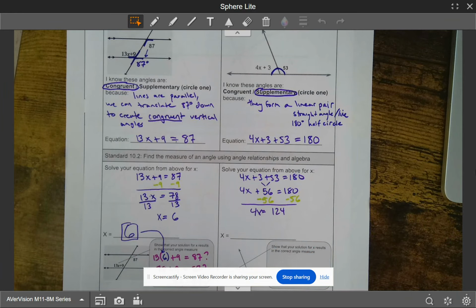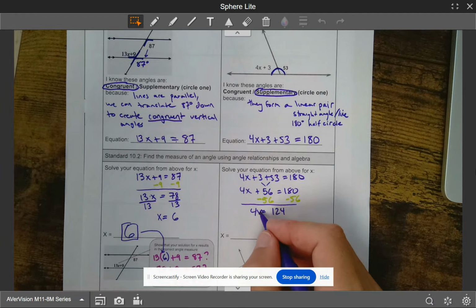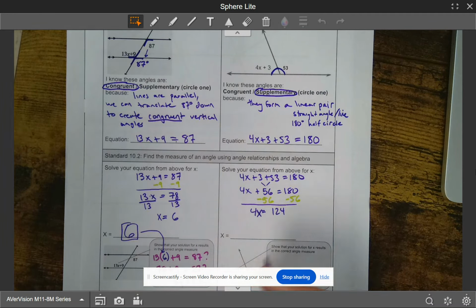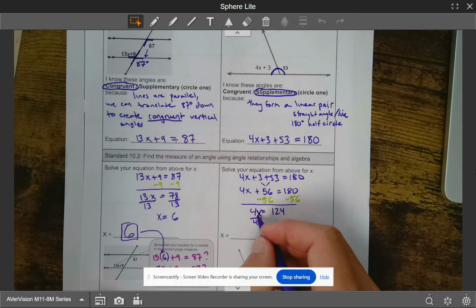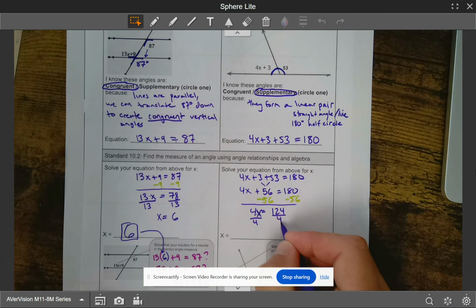4 times x equals 124. 4 bags equal 124 cubes. How many cubes are in each bag? The opposite of multiplying by 4 is dividing by 4. So x equals 31.